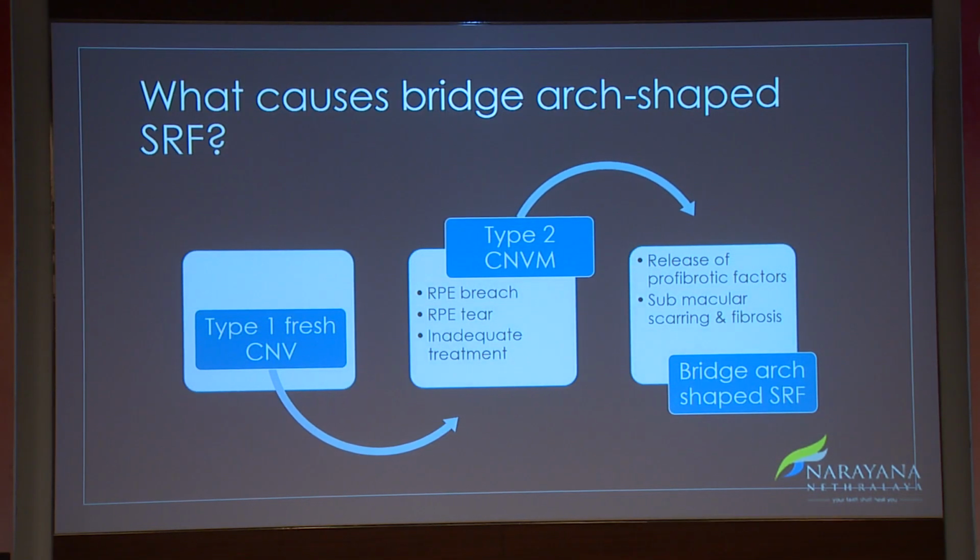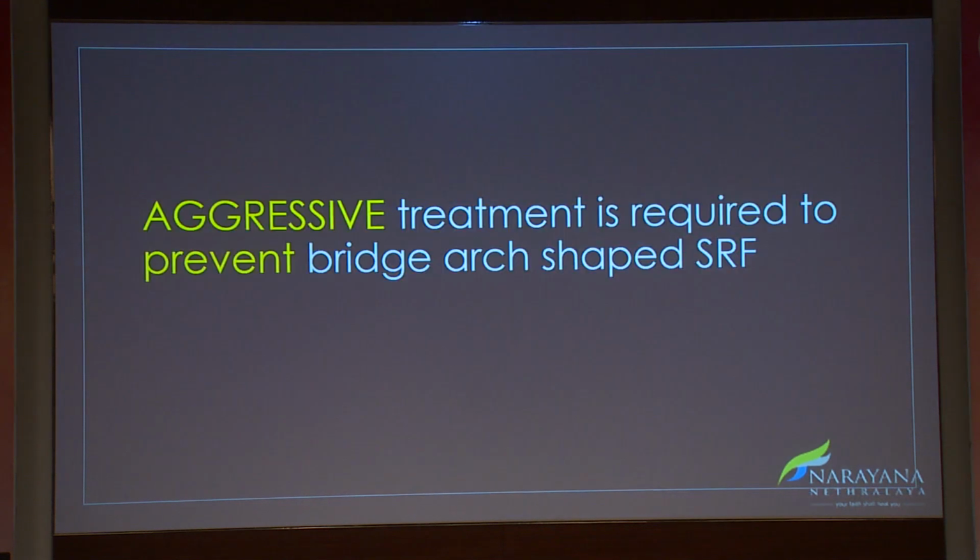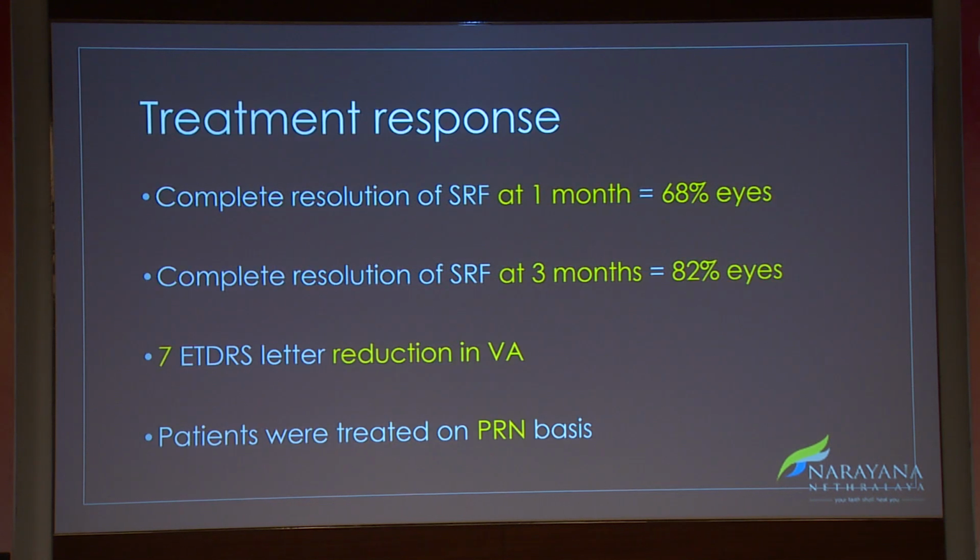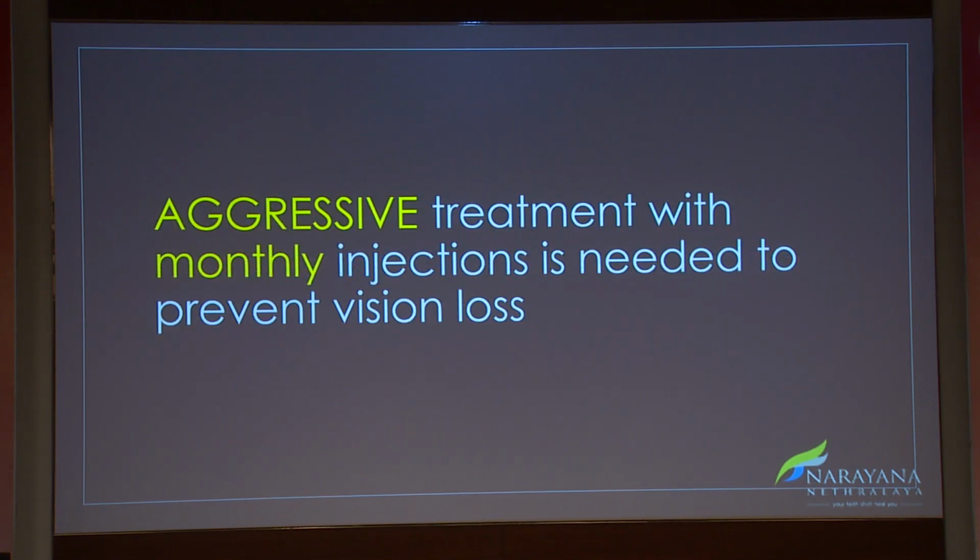So we found that the bridge arch-shaped SRF could be from type 1 CNVM changing to type 2 CNVM because of maybe RPE breach, RPE tear, or inadequate treatment, and these release profibrotic factors leading to submacular scarring and fibrosis, and thus leading to bridge arch-shaped SRF. So we concluded that aggressive treatment is required to prevent the bridge arch-shaped SRF. Also, 68% had complete resolution at 1 month, and 82% of eyes had complete resolution at 3 months. There was a 7 ETDRS letter reduction in visual acuity, and the patients were treated on PRN dosing. So aggressive treatment with monthly injections is needed to prevent vision loss.